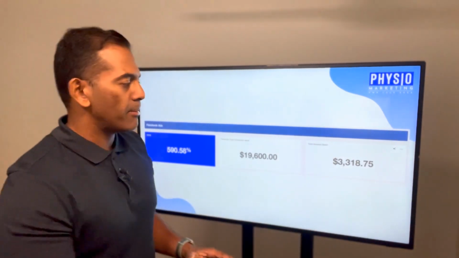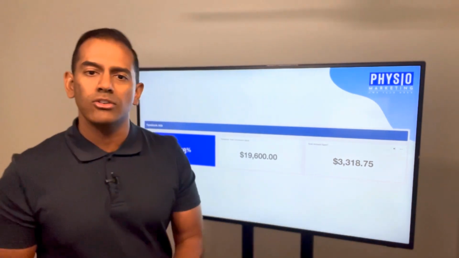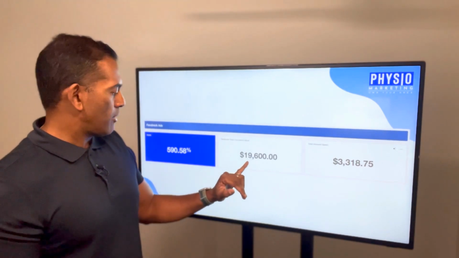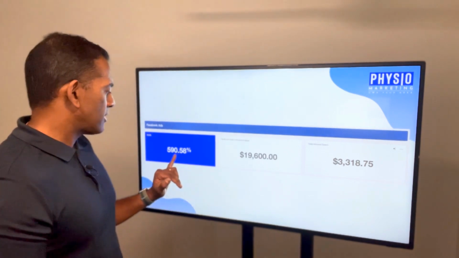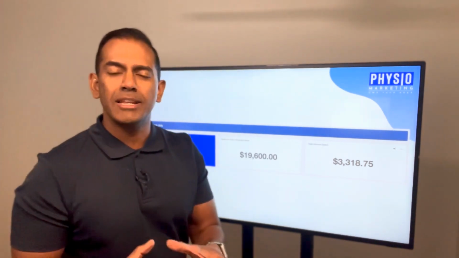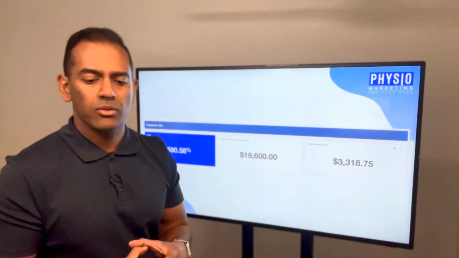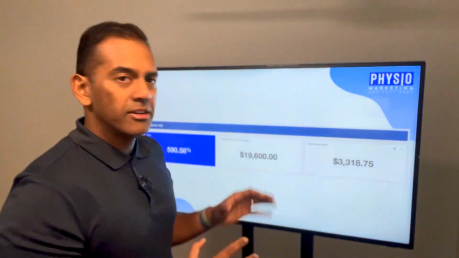There's another example here. $3,318 spent, and they got back $19,600. So that's at a rate of 590%, or nearly 6xing. So every dollar you put in, you get $6 back. So this is what's really, really possible when you do Facebook and Instagram ads with retargeting. And really, these figures aren't that difficult to achieve, but you've got to do the right things to get there.